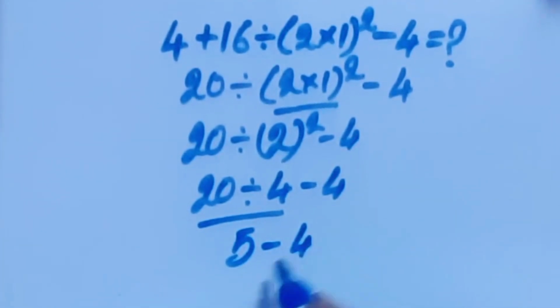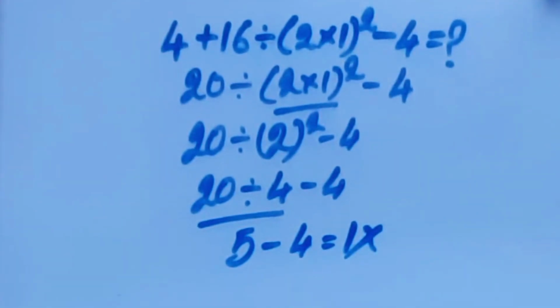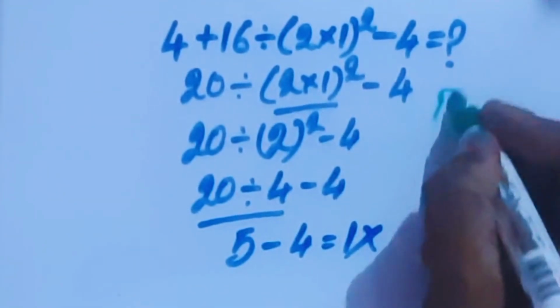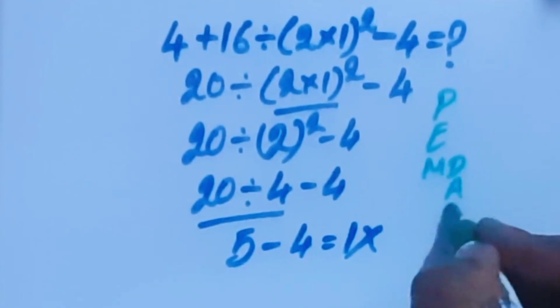Now 5 minus 4 is 1, which is the wrong answer. As per this order of operation, this 1 is the wrong answer. Here we are going to introduce this PEMDAS rule from order of operation.